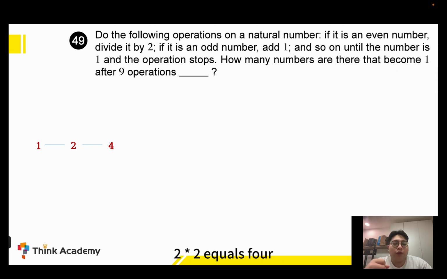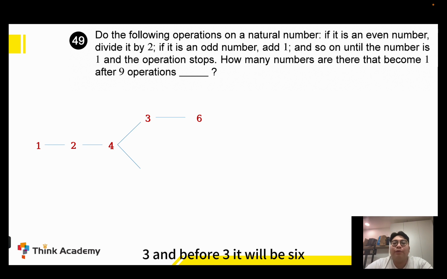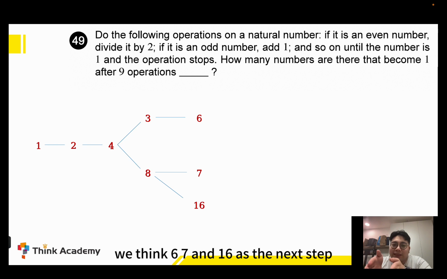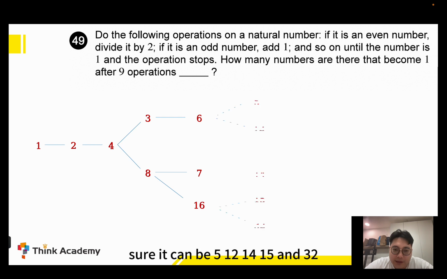It can only be 2 times 2 equals 4. And before 4 were two numbers: it can be 3, and it can be 8 because times 2. And before 3, it will be 6. After 8, it can be minus 1 or times 2, so 7 or 16. And then for 6, 7, and 16 as the next step, thinking about the last step being 1, it can be 5, 12, 14, 15, and 32.